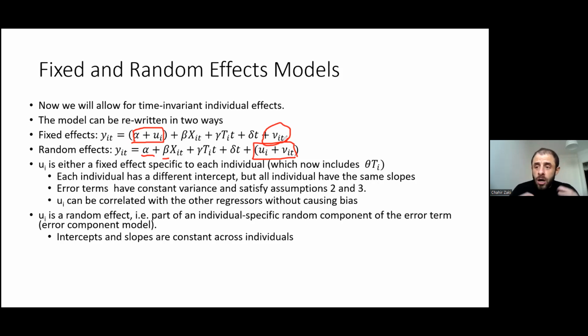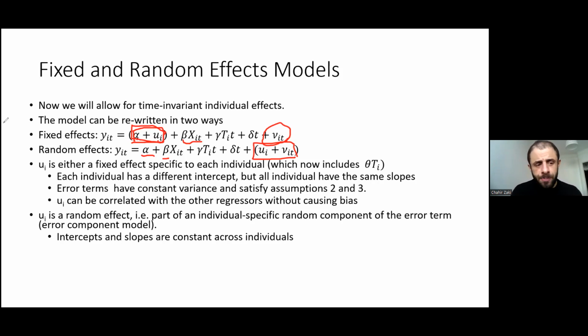Why? Because those unobserved effects at the individual level are introduced as part of the intercept. Okay, so that's the first point. So in this case, this error term has a constant variance and it does not change with the individual. And the u_i in this case, that is part of the intercept, even if it is correlated with the explanatory variable, does not lead to a bias.